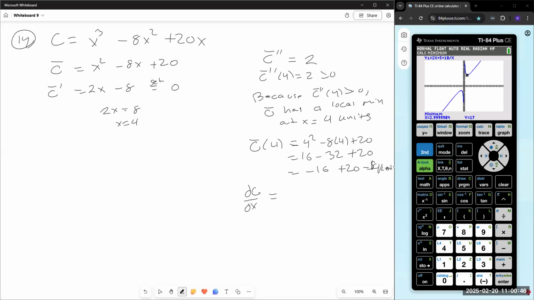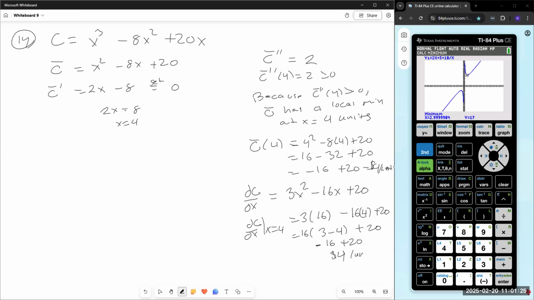dC/dx is 3x squared minus 16x plus 20, and dC/dx when x is equal to 4 is 3 times 4 squared, which is 16, minus 16 times 4 plus 20. I'm going to pull out the 16: 3 minus 4 plus 20 is negative 1 times 16, which is negative 16 plus 20, so $4 per unit. Again, that's exactly what we had for C bar of 4.